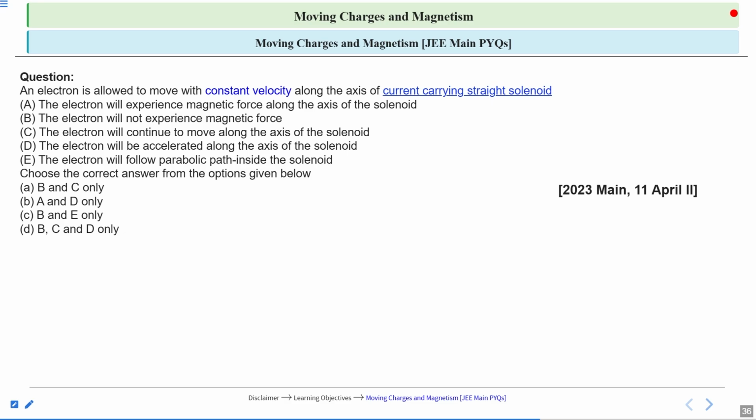There are 5 statements again. The electron will experience a magnetic force along the axis of solenoid. The electron will not experience magnetic force. The electron will continue to move along the axis of the solenoid. The electron will be accelerated along the axis of solenoid. The electron will follow a parabolic path inside the solenoid. Choose the correct answer from the options given below. B and C only, A and D only, B and E only, and B, C and D only.